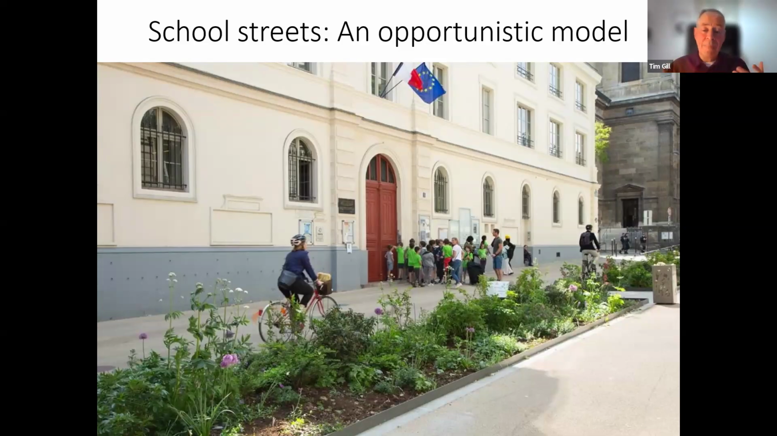These have become, in effect, traffic-free public spaces in every neighborhood in Paris. So it's an amazingly ambitious program.